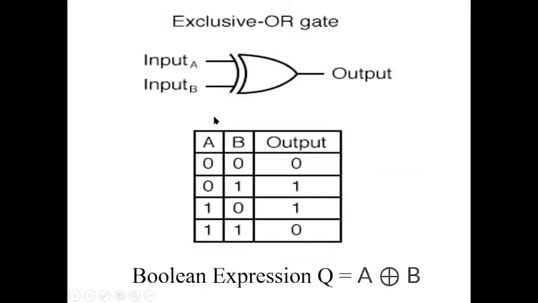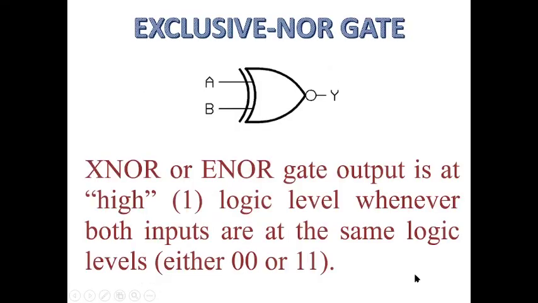So we see that from our truth table. This is the symbol, this is the truth table. When A is 0, B is 0, I see that the output is 0. When A is 1, B is 1, meaning that they are the same logic level, I see that the output is 0. But when A is 0, B is 1, different logic levels, output is high. And when A is 1, B is 0, different logic levels, the output is high. The Boolean expression that explains that is the output Q is equal to A exclusive OR B. So the last gate we are looking at is the exclusive NOR gate.